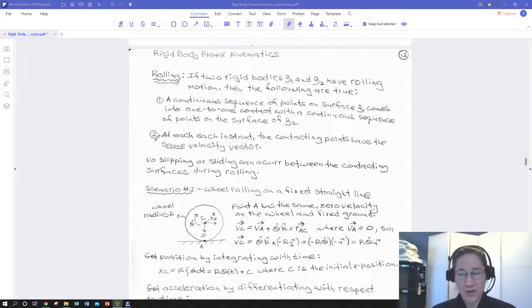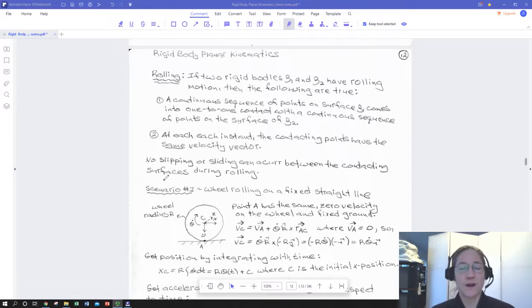The one that we will use to write all our equations from is number 2. At each instant, not all the time, not like a fixed pivot, at each instant, the contacting points have the same velocity vector. So V at the point of contact on the rigid body equals V at the reference surface at that same point. Or V of the other rigid body, if we're talking about relative velocities of two rigid bodies. So same velocity.